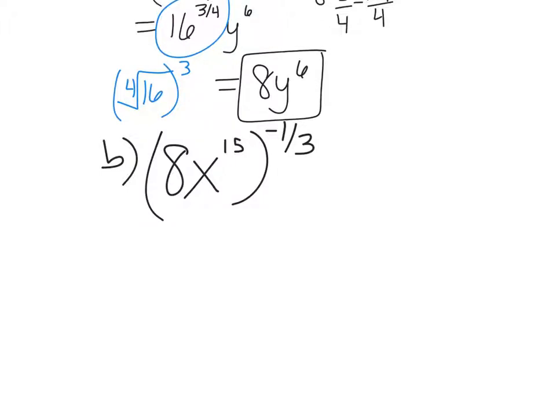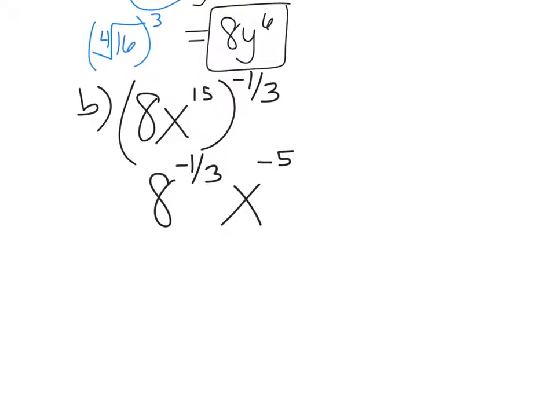Okay, it's a lot like the last one. Distribute that. 8 to the negative 1/3, x to the negative 5. Good. So it's 15 times negative 1/3 is negative 5. And now they're both so sad. So let's drop them both down.